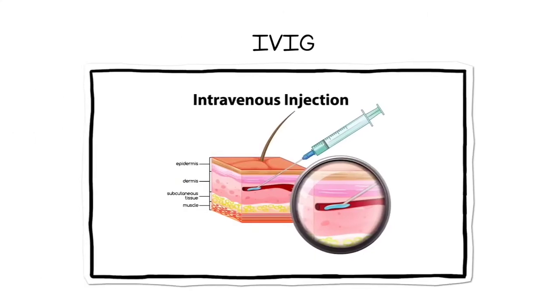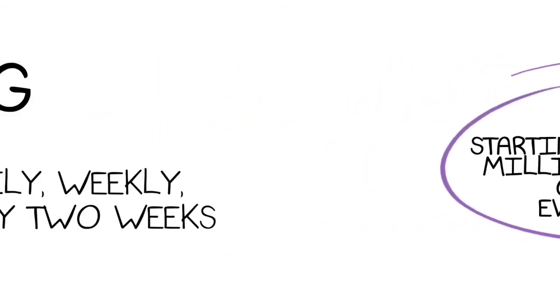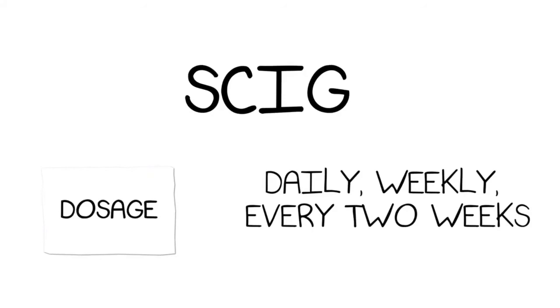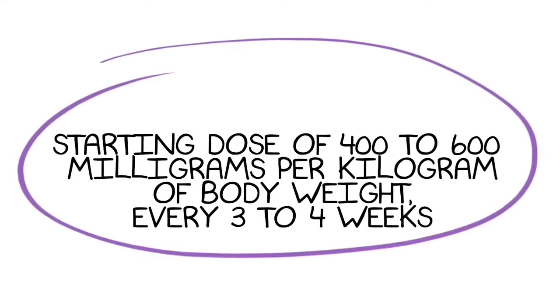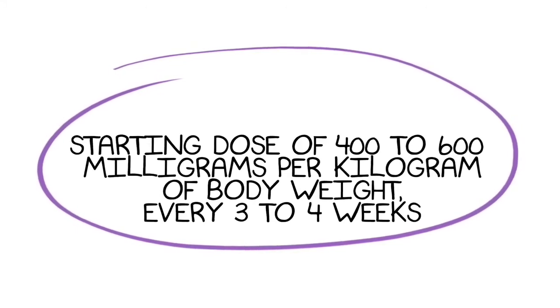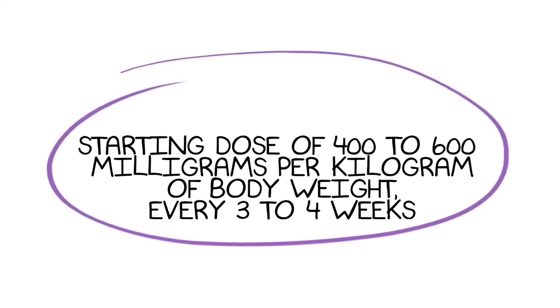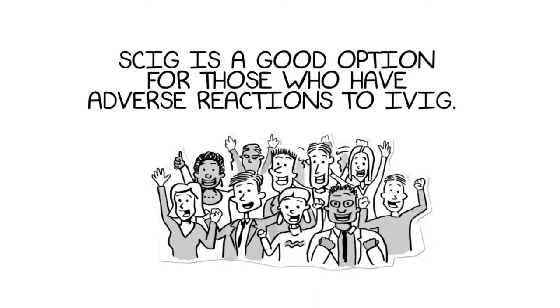IVIG is indicated for patients with primary immunodeficiencies such as B-cell deficiencies at a starting dose of 400 to 600 mg per kilogram of body weight every 3 to 4 weeks. SCIG can be given daily, weekly, every 2 weeks, or multiple times a week. As with IVIG, the typical starting dose for SCIG is between 400 to 600 mg per kilogram of body weight a month. Additionally, SCIG is a good option for those who have adverse reactions to IVIG.